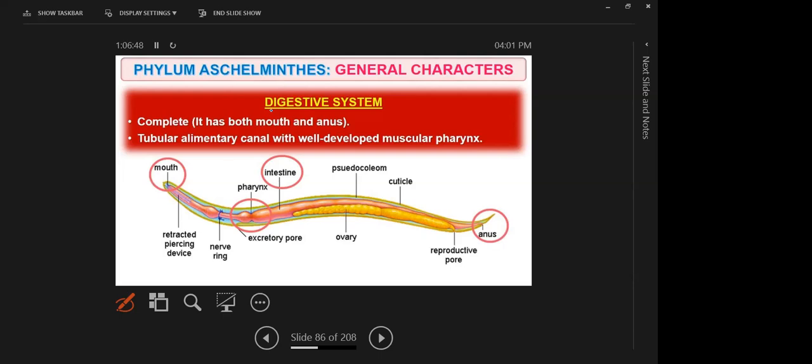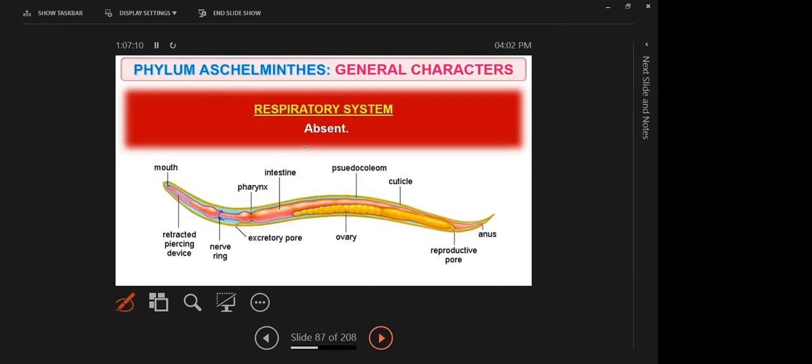So this is Ascaris because it has both anus and mouth. It has a complete digestive system. Well-developed muscles are shown, which show peristalsis movement. Can you see the muscles here? Respiration is totally absent because they are parasites. Circulatory system is not there because they are parasites and take the ready food from the host.